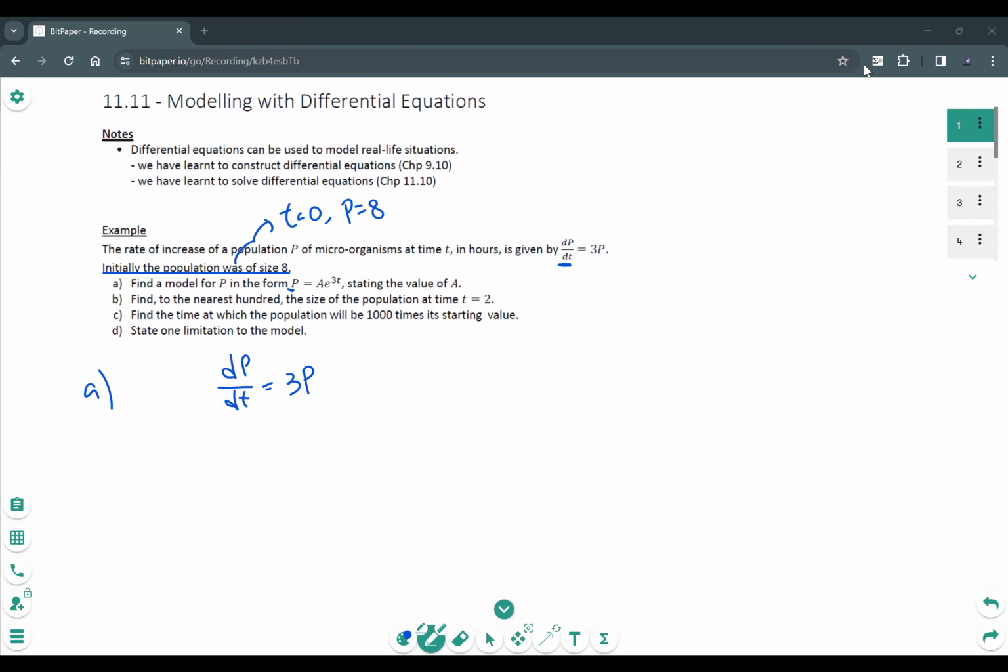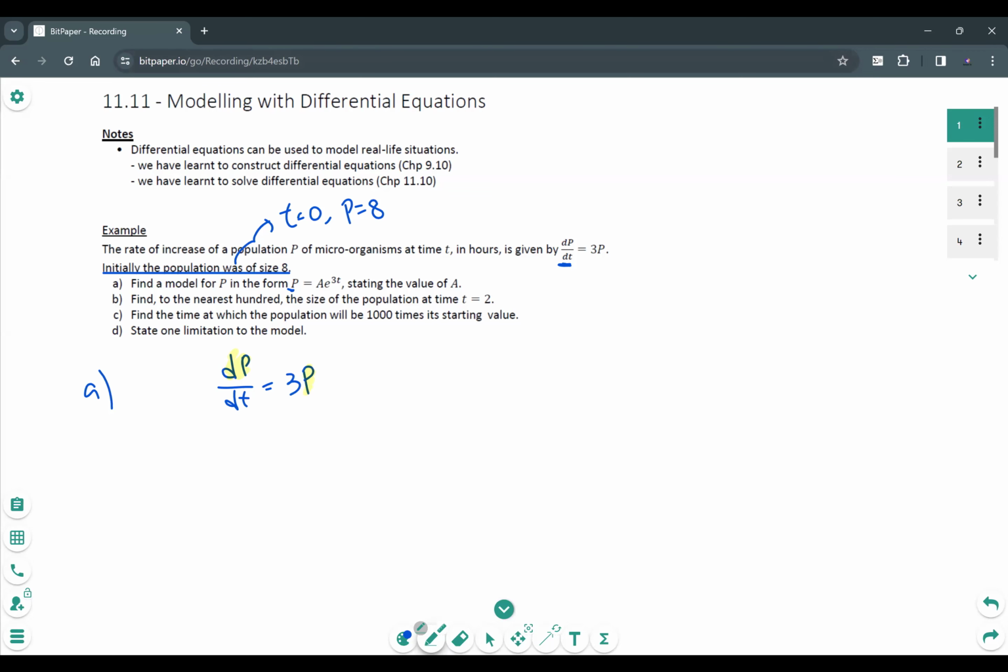So, like last lesson, we know the dP has to stay on the left-hand side, okay? Now, you've got two options. You can either move the 3P altogether to the left-hand side or just move the P. Now, personally, I would just move the P over, okay?